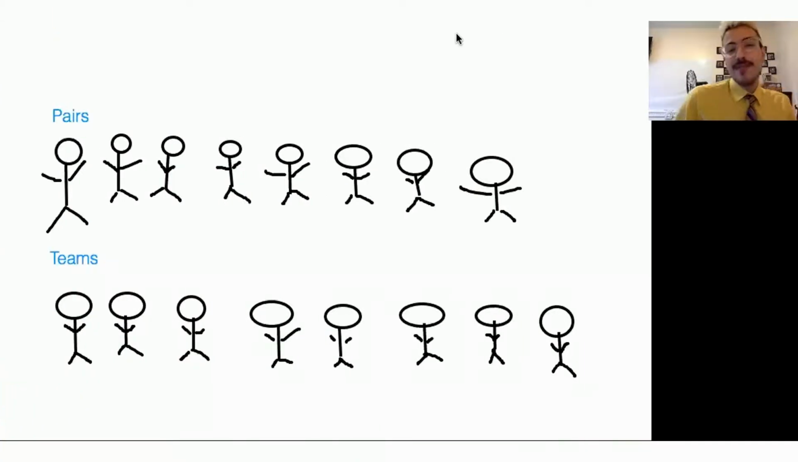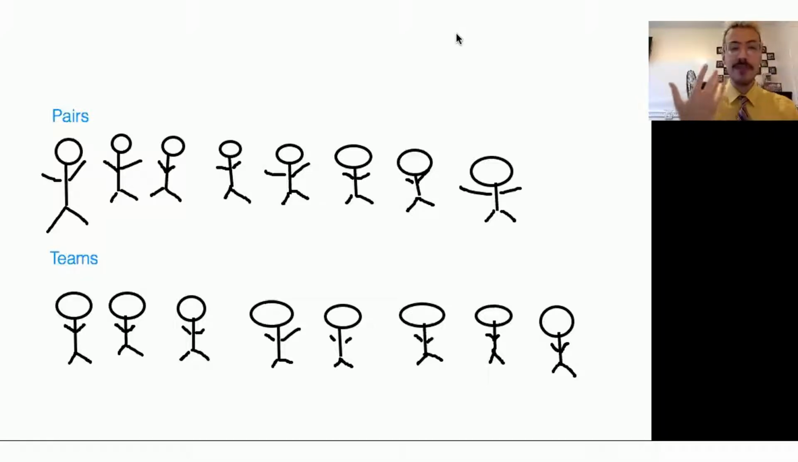So before we start to try to understand what makes something even or what makes something odd, first we need to understand this concept of pairs and teams. So right here I've drawn a group of children. I have 8 children all together. And let's see what happens when I put them into pairs and when I put them into teams.